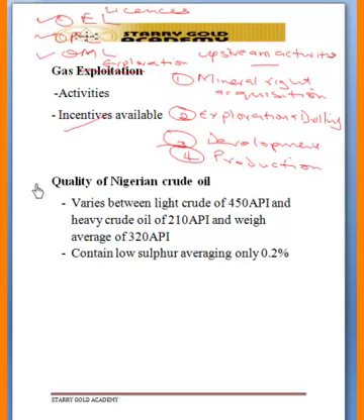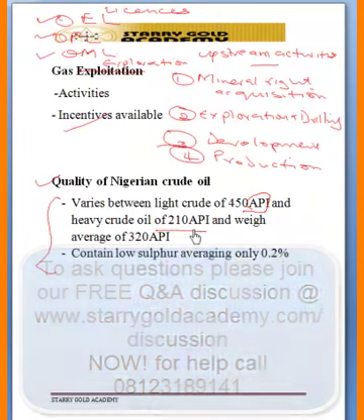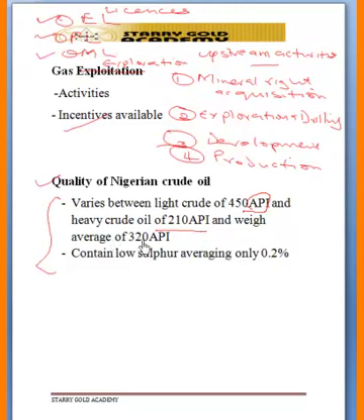Let's quickly look at the quality of Nigerian crude oil. These are technical terms. It varies from light crude of 45° API. API here stands for American Petroleum Institute. That's how the oil is being measured, the scale for measurement in the whole world. And the heavy crude oil of 21° API, and a weight average of 32° API. All these ratings are the way you measure the quality of crude oil.